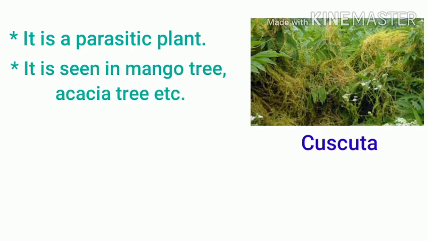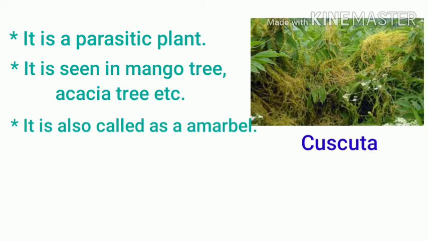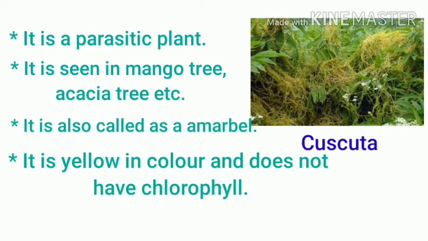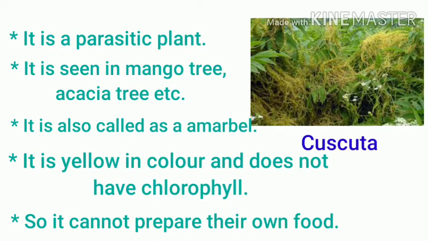It is seen in a mango tree, and you can see that cuscuta, it is also called as amarvel. It is yellow in color. It does not have chlorophyll, and it cannot prepare its food. But what this cuscuta is doing is taking all the nutrients, food, shelter, everything from the plant, and it is not doing any help. This mode of obtaining nutrition is called parasitic nutrition.